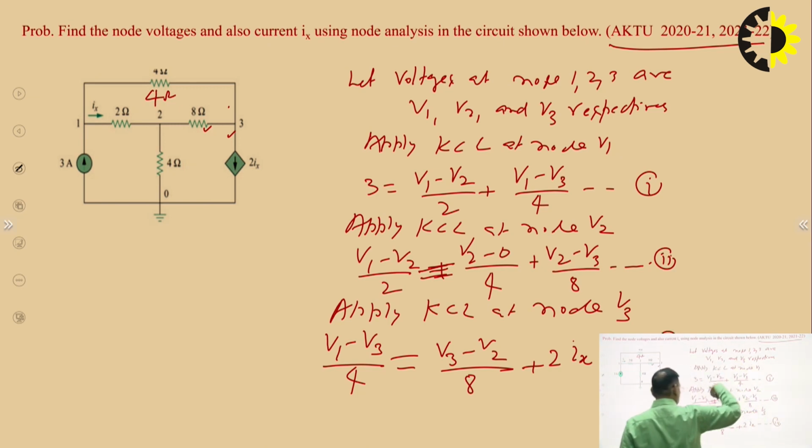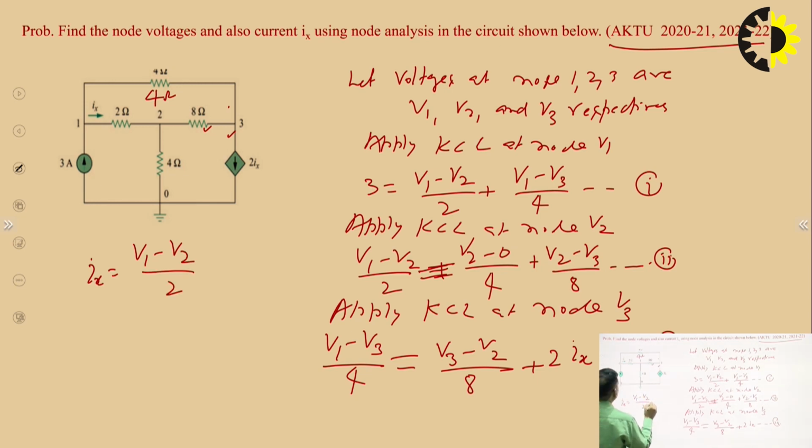How many unknowns are there? There are 4 unknowns, so one more equation. We can write ix is nothing but V1 minus V2 upon 2. So 4 equations. Using these 4 equations, we can get the variables V1, V2, V3 and current ix.